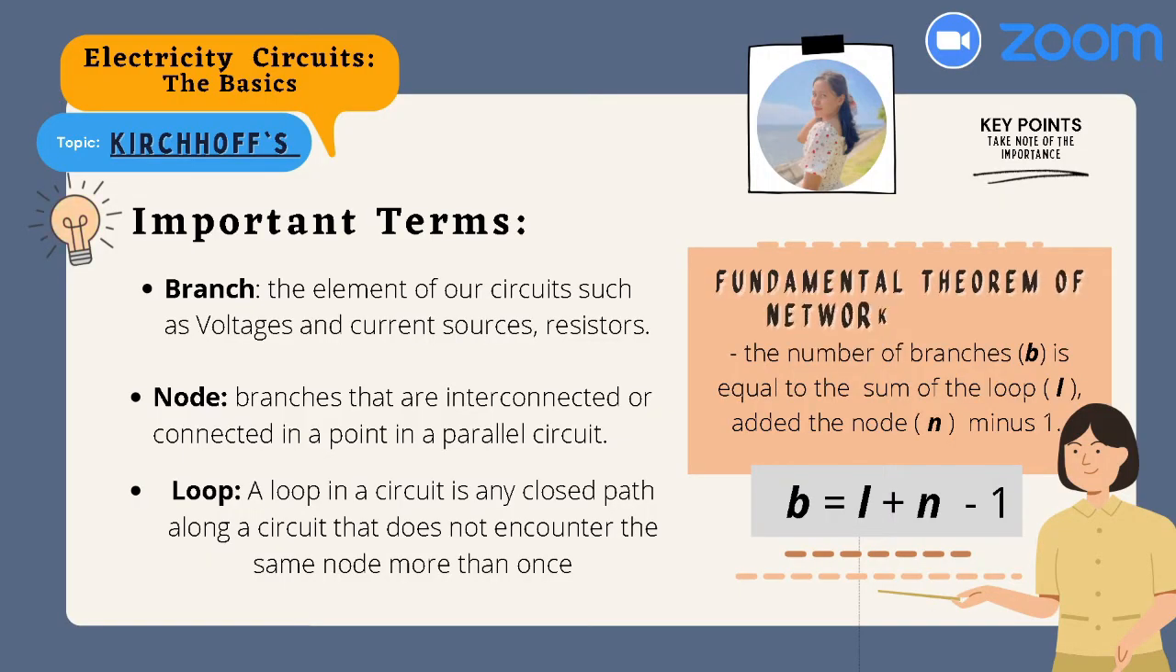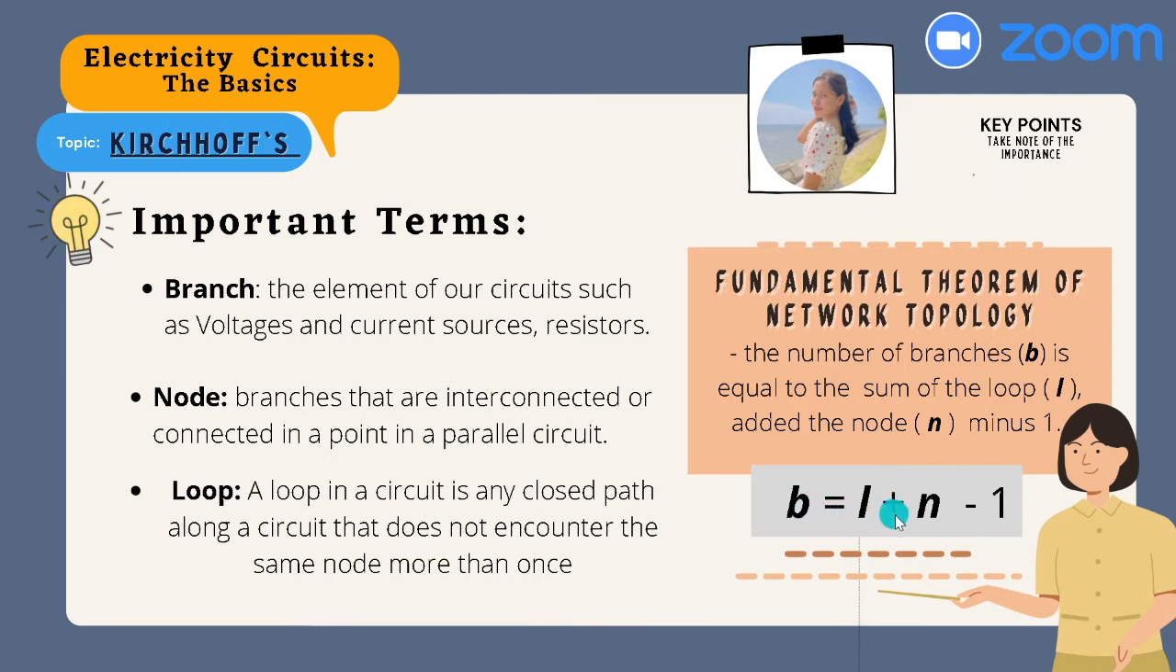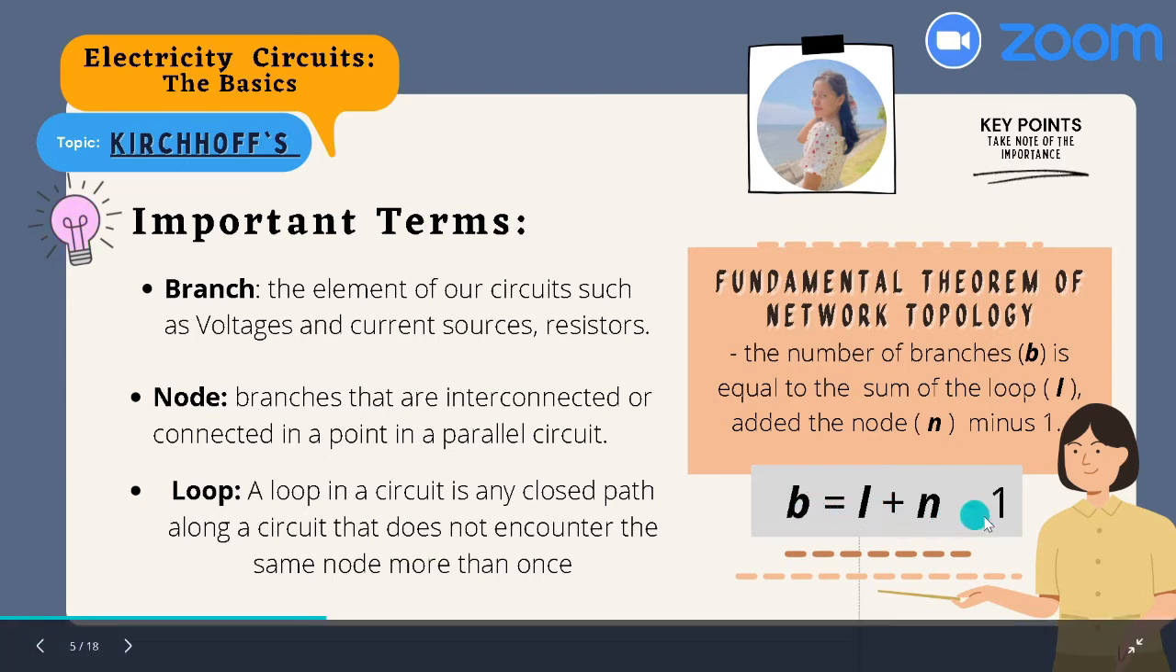Next is the loop, which is a closed path in our circuit. Here we have the fundamental theorem of network topology, which states that the number of branches B is equal to the number of loops L plus the number of nodes N minus 1. As you can see, this is our formula for branches: the number of branches equals the number of loops plus the number of nodes minus 1.